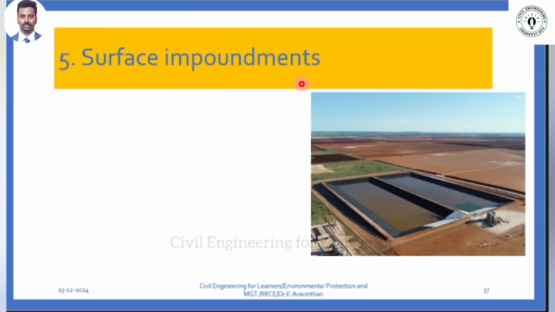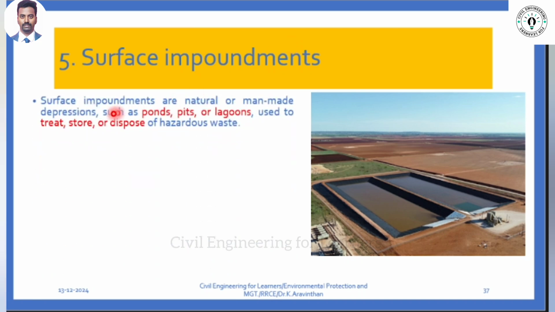Next is surface impoundments. Can you see some liners? Black color. What is this black color? It is a liner. Liner means it is a bitumen. Above that they will spread the hazardous waste. What happens? Some hazardous waste will be evaporated. So due to evaporation, the hazards will get reduced. So the last solid waste will be taken to the next process. So this is called surface impoundments.